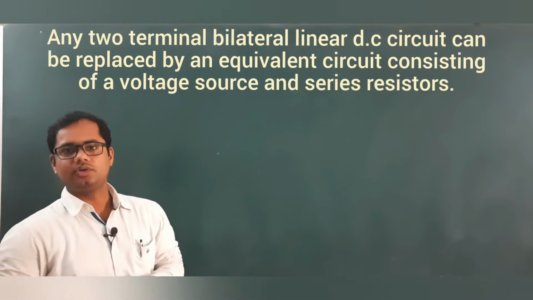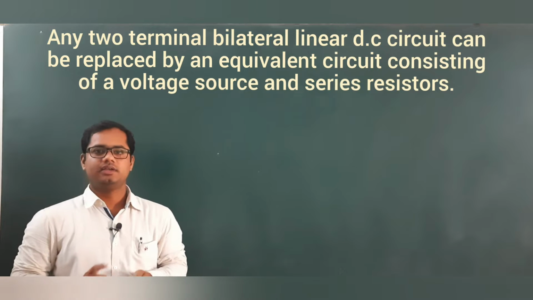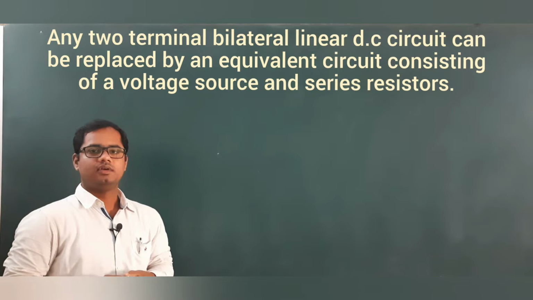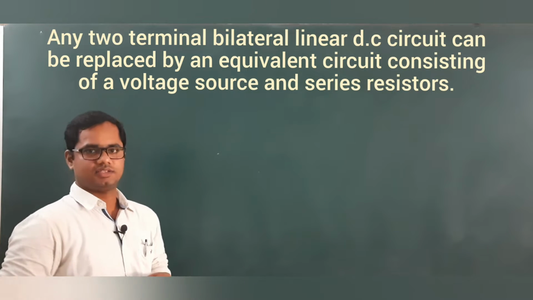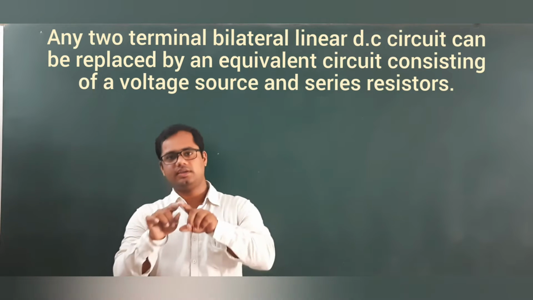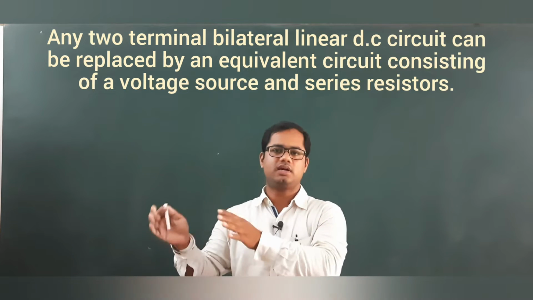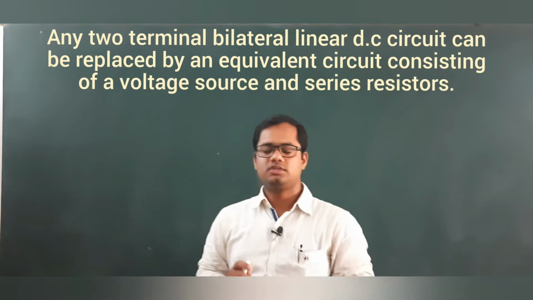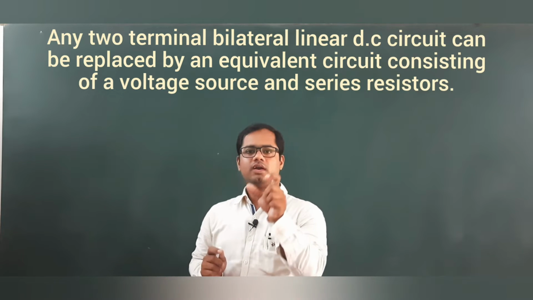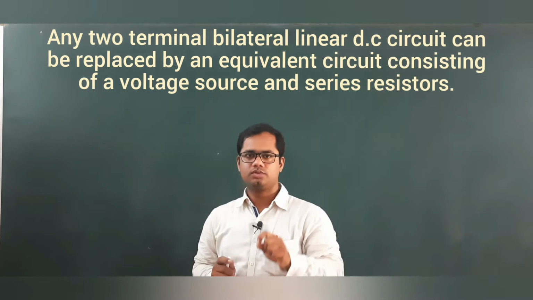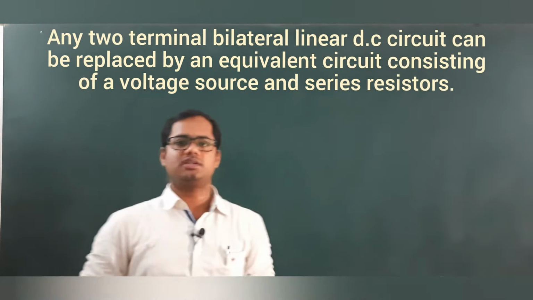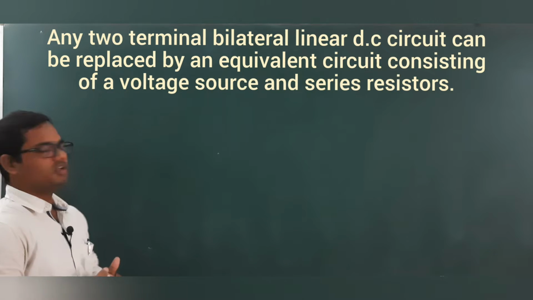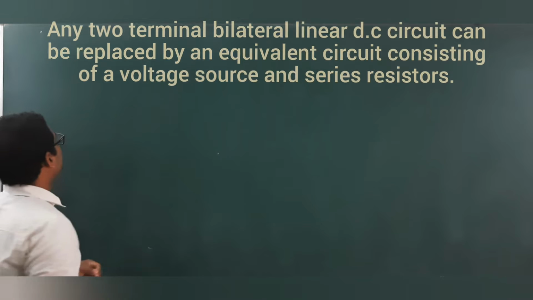Any two terminal bilateral linear DC circuit can be replaced by an equivalent circuit consisting of a voltage source and a series resistor. That means if a circuit is given, you can reduce the circuit with the help of Thevenin's theorem, and the final circuit will be one voltage source with a series resistor. Whatever resistors are there, we have to find the equivalent resistance and draw the circuit. So the circuit will be like that.